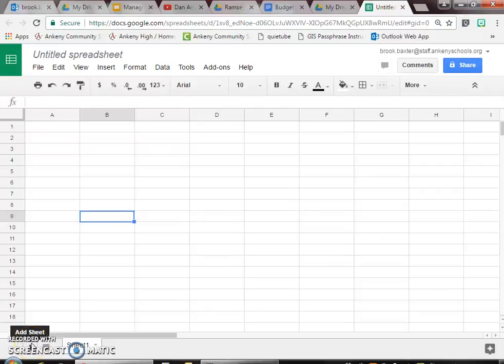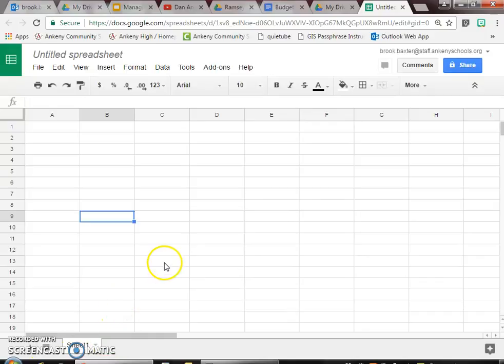Today we are going to start the budget game. This is the first part in creating a budget, is figuring out how much you're going to bring home. Go ahead and start by adding in Google Classroom, adding on a Google Sheets project to the budget assignment.